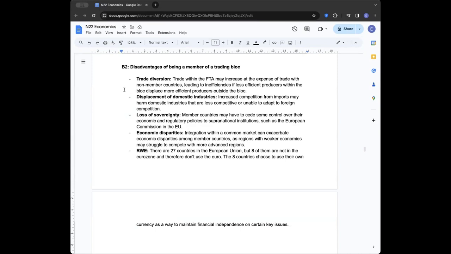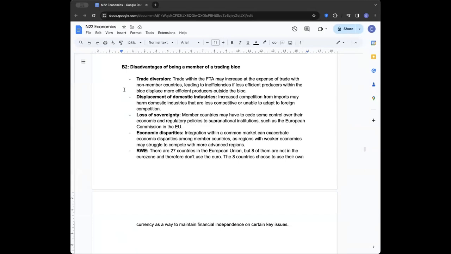First, it can lead to trade diversion. So it can increase the expense of trade with non-member countries. There can be displacement of domestic industries, since it increases competition and those who are less competitive can be left behind. Also, there is a possibility of losing sovereignty. And last, the problem of economic disparities amongst member countries is still observable.